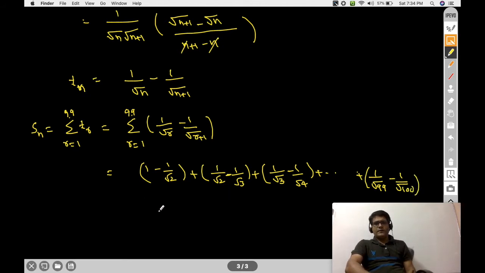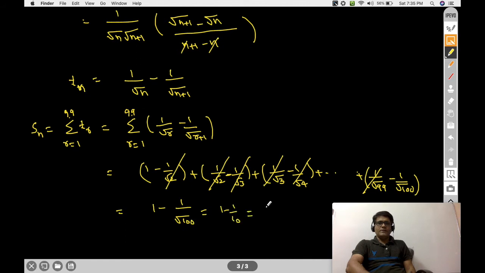By telescopic cancellation, all these terms get cancelled, each cancelling with the preceding bracket, and you are left with 1 minus 1 by root 100, which is equal to 1 minus 1 by 10, which is equal to 9 by 10. Therefore the answer is 9 by 10.